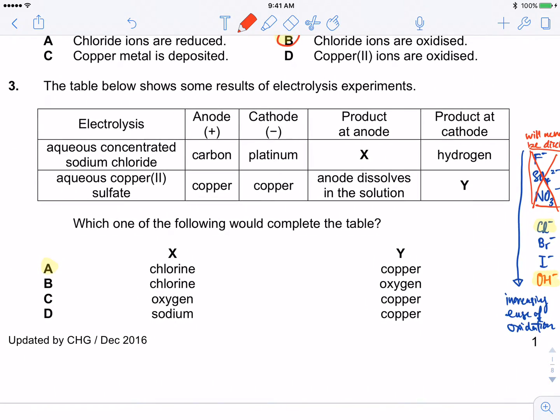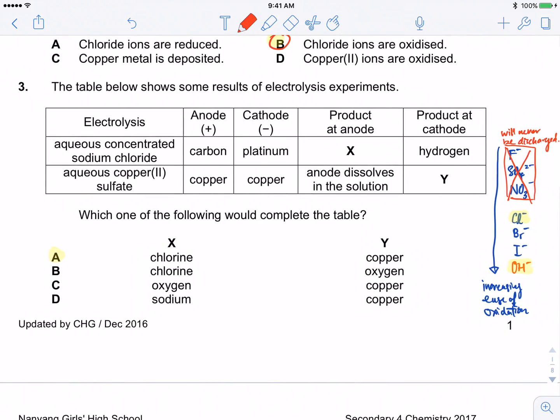Okay, for question 3, the table below shows some result of electrolysis experiment. Okay, we have concentrated sodium chloride and aqueous copper(II) sulfate. Which one of the following will complete the table? So, anode and cathode both are inert electrodes. Okay, so what is the product at our anode? Anode being the site of oxidation.